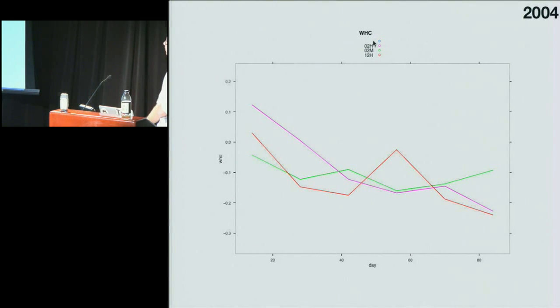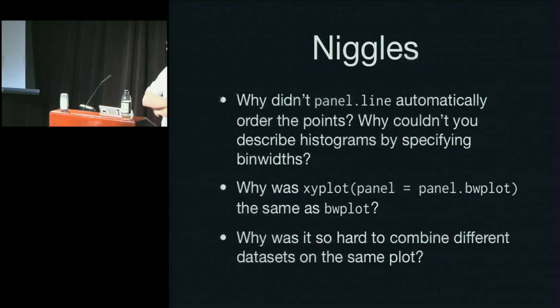So we've got 2H, 2M, and 12H. And what I wanted to do is say, well, let's have color given to H and M, and the line type given to that number. And I tried and I tried and I tried, and I could never get lattice to do that. So that was one of the first of my niggles.